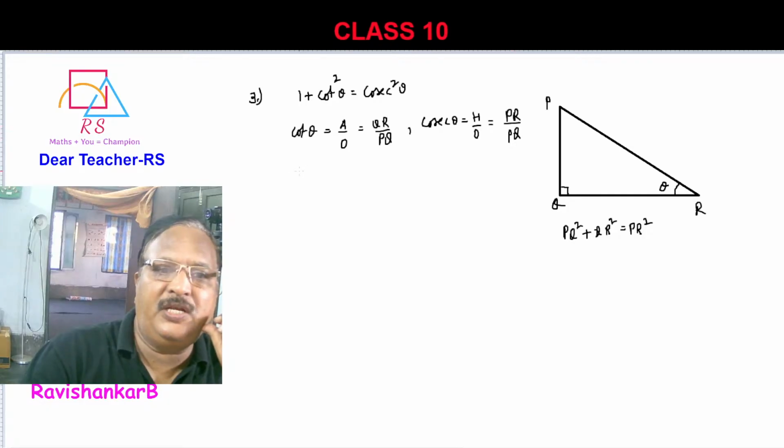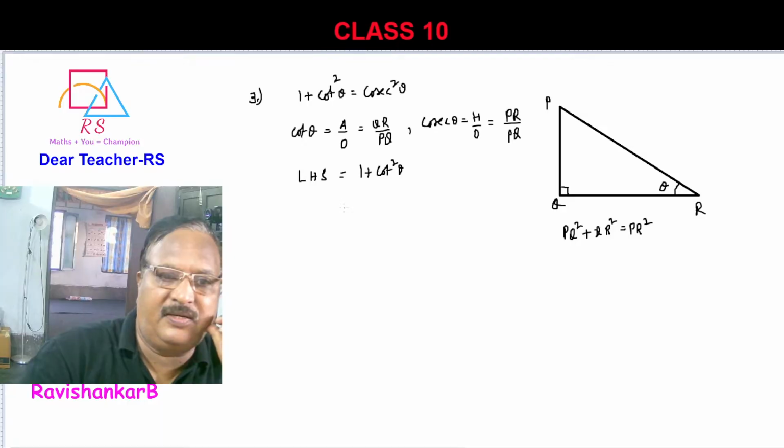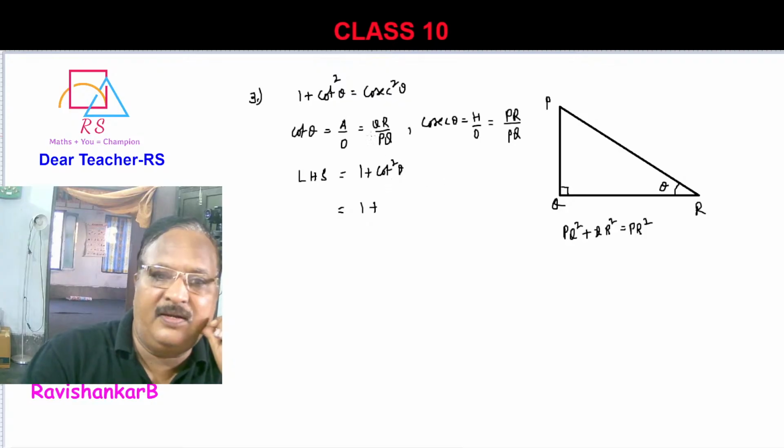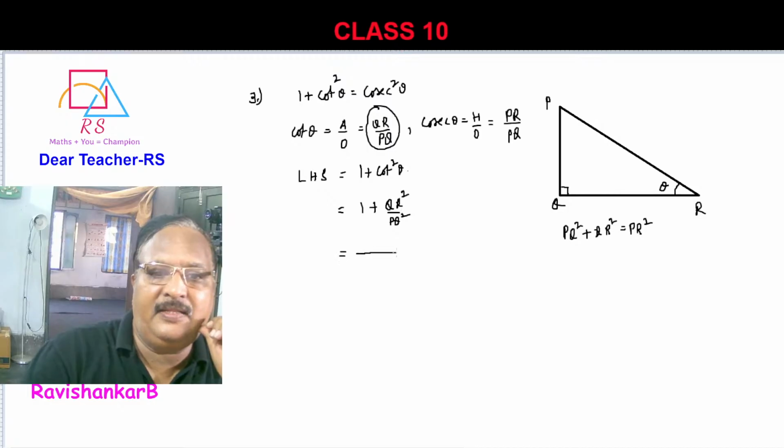Now as usual, let us take the LHS of the identity. LHS of the identity is 1 plus cot square theta. So 1 is 1 only. In the place of cot square theta, this value will be replaced: QR by PQ. Because it is square, we put square for both numerator and denominator. So again the LCM is PQ square, and here you will be getting PQ square plus QR square.